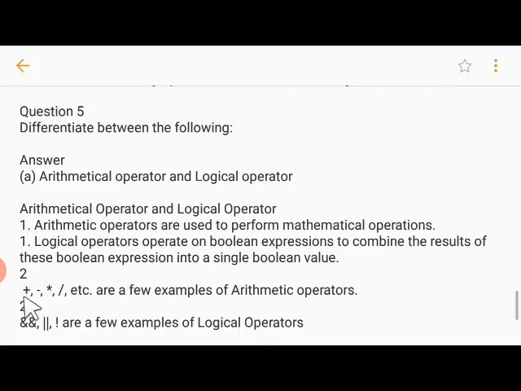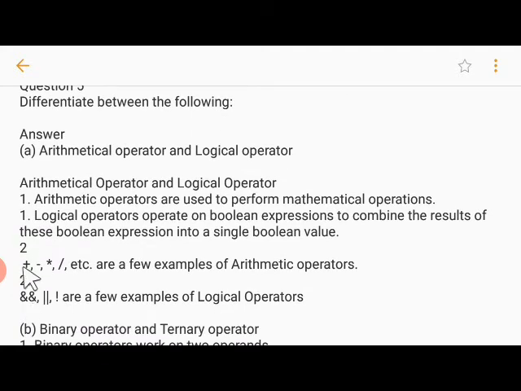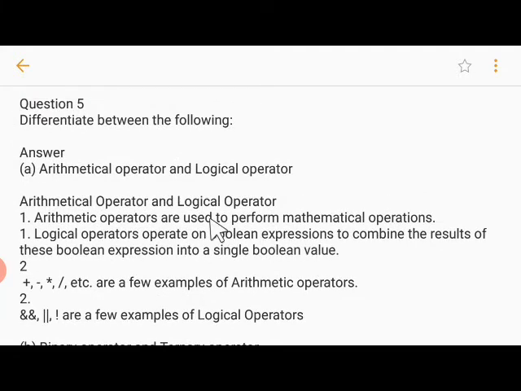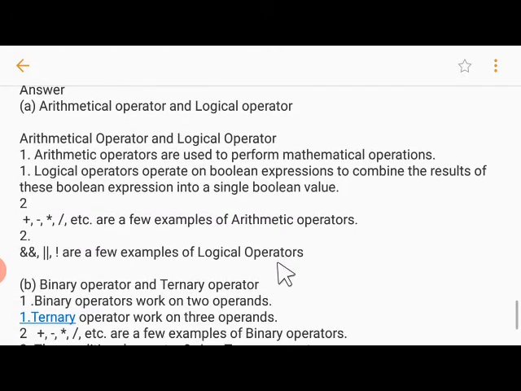Okay, after that you can see here plus, minus, asterisk, division, etc. are a few examples of the arithmetical operators. So here we are writing the difference. First, arithmetical operators are used to perform mathematical or arithmetical operations. Logical ones are used to perform logical operations, or you may say logical operators operate on the Boolean expressions to combine the results of Boolean expressions into a single Boolean value. We have already discussed it.